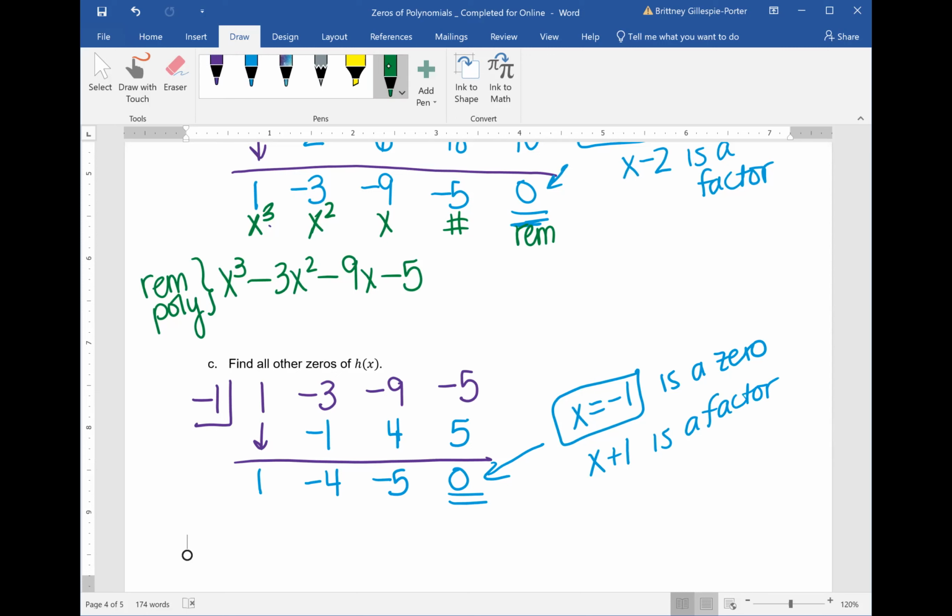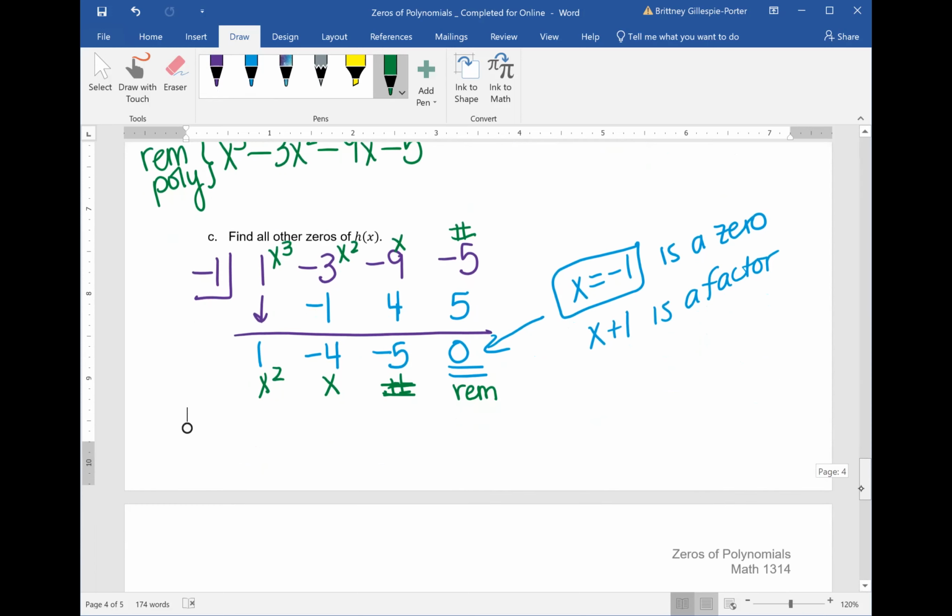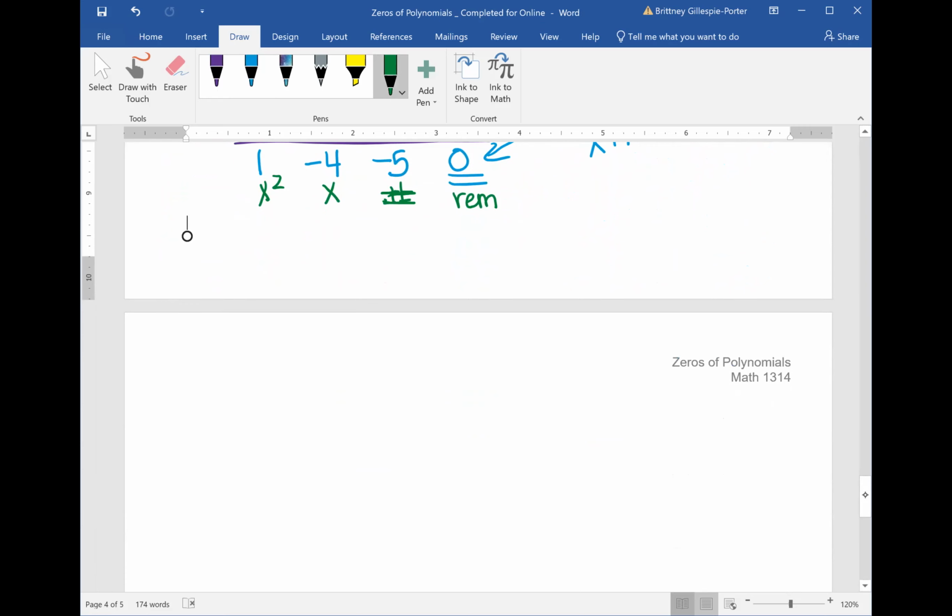Okay. Remember that we started with our remainder polynomial of x cubed, x squared, x, and our number, which means that we're going to have an x squared, an x, and a number, and then our remainder. This means that our new remainder polynomial is x squared minus 4x minus 5. This is our second remainder polynomial.